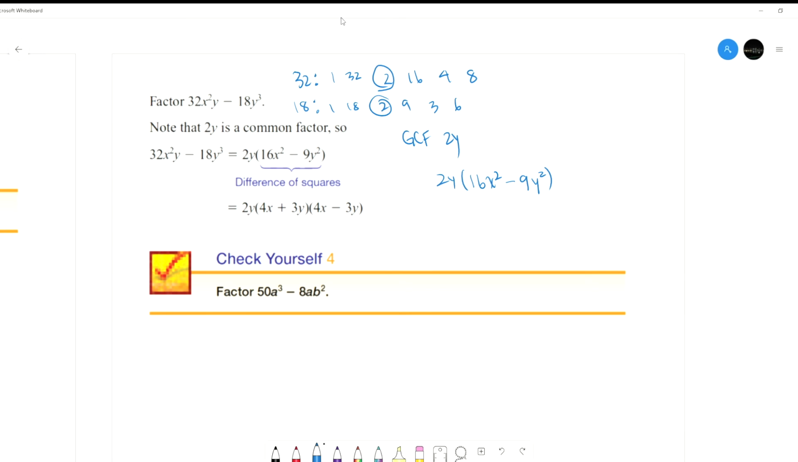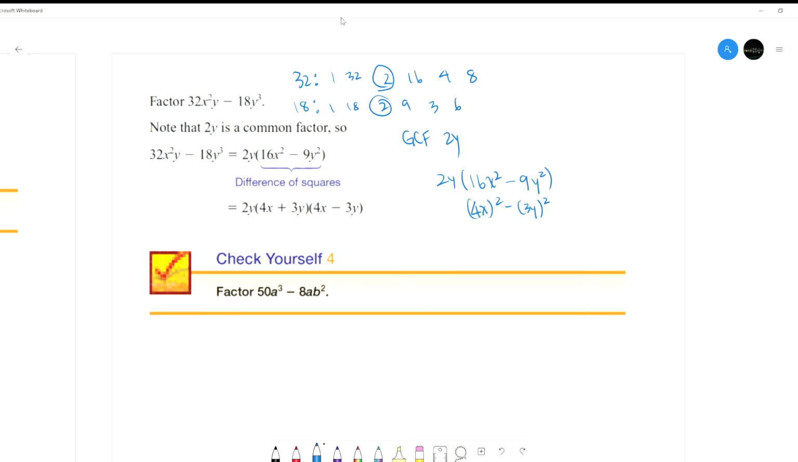Okay, so here's the important part. Look at this. Once you factor the GCF, don't assume you're done. I would take a look at the other factor and see if that can be factored further. So you see we just learned about the difference of squares. 16x squared minus 9y squared. That's what? A difference of squares, right? This is actually 4x in parentheses squared minus 3y in parentheses squared, right? So this is a difference of squares.